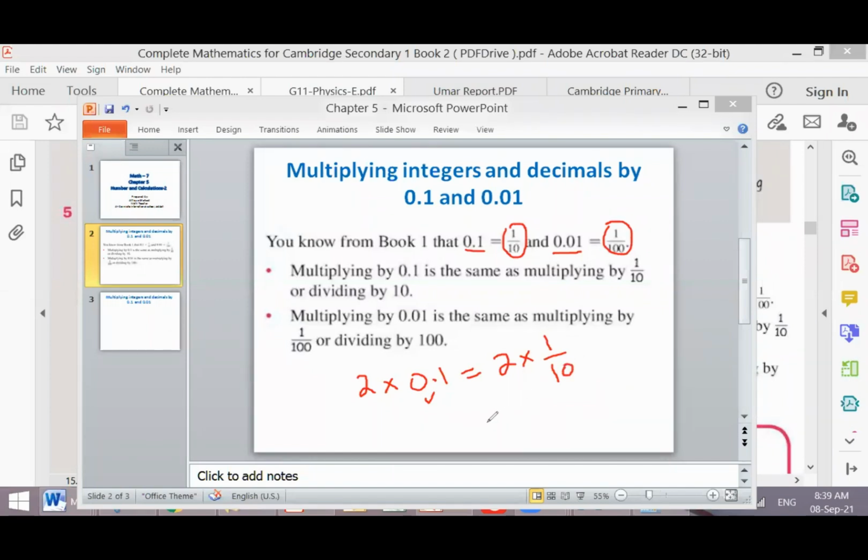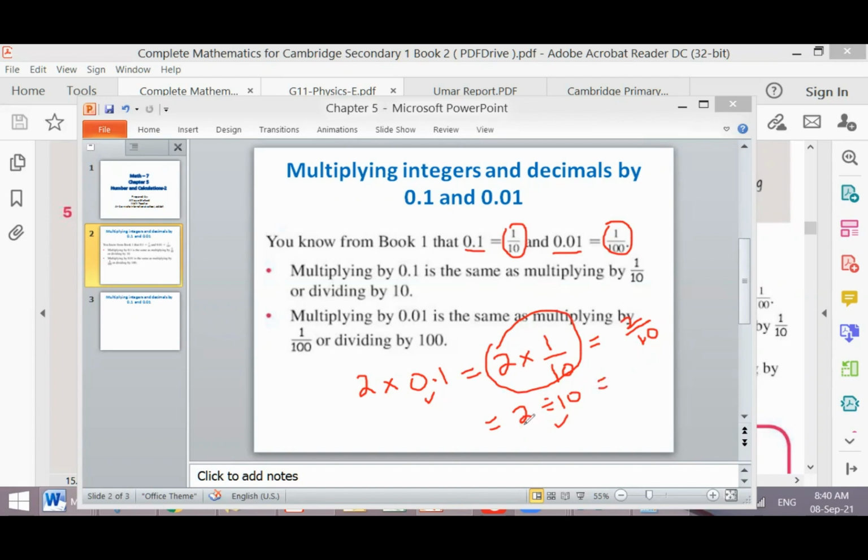And that is the same as if you divide 2 by 10. You can write it in this fraction form also. That will become 2 divided by 10. So you can see this part I can write as 2 multiplied by 1 over 10, and I will write the division form as it is, this one here.